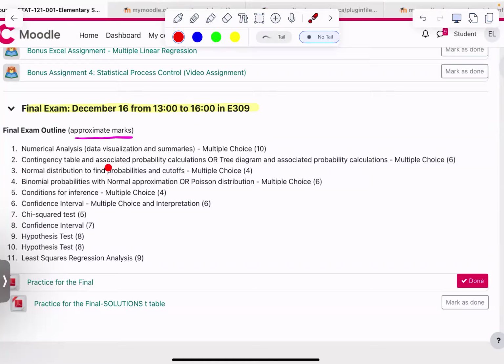Table. So the contingency table, right? Wink, wink. And those answers will be multiple choice.